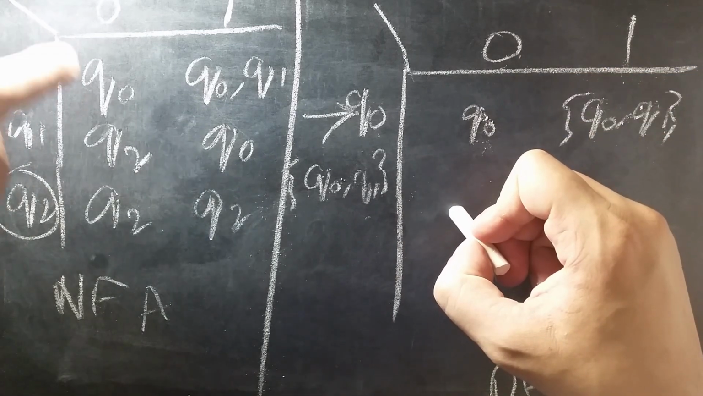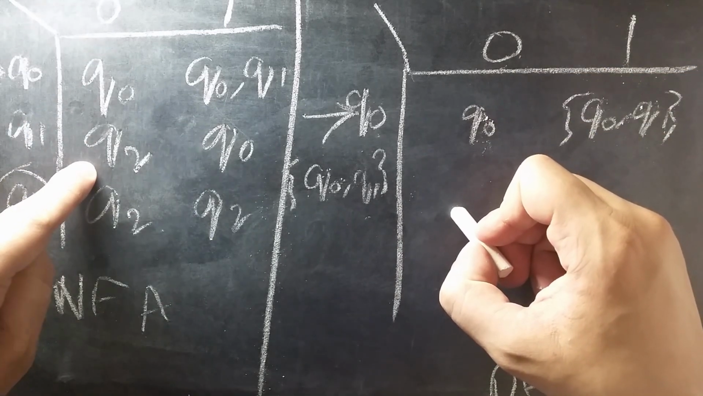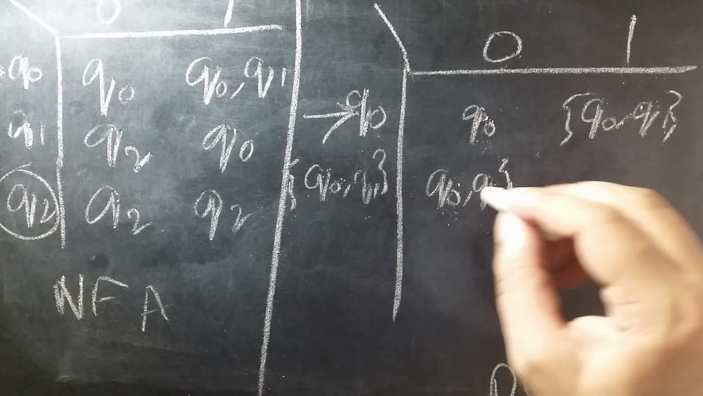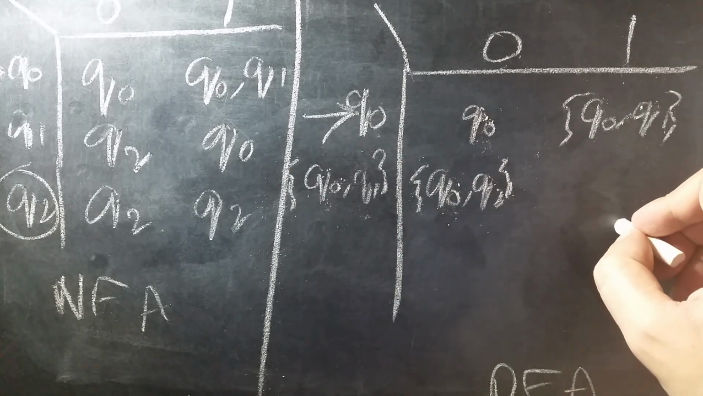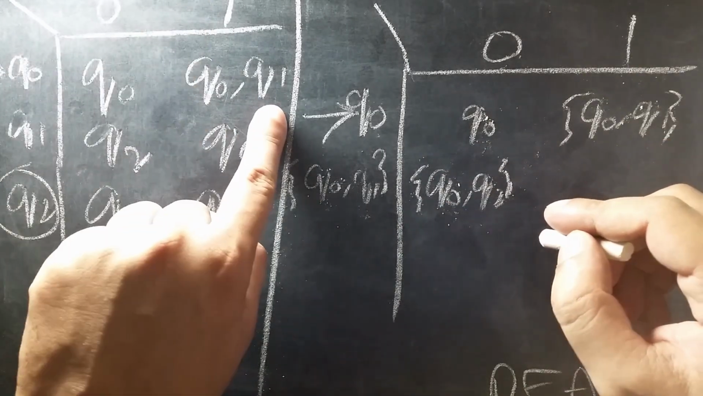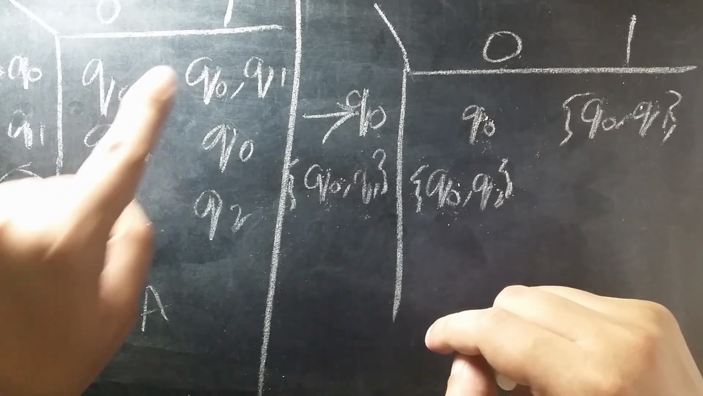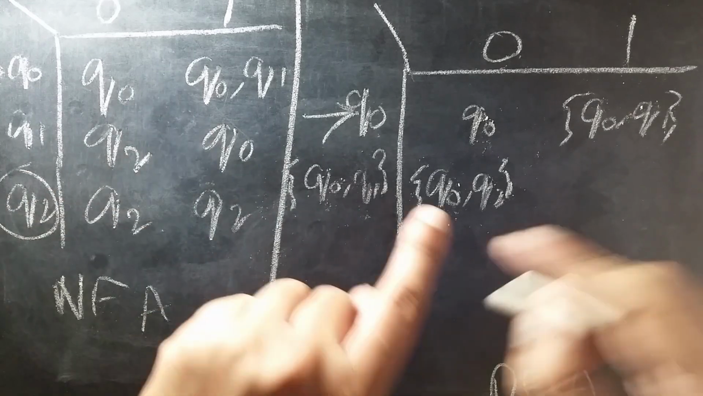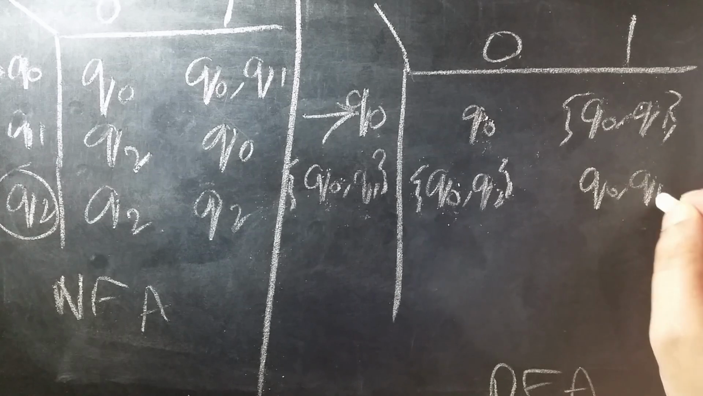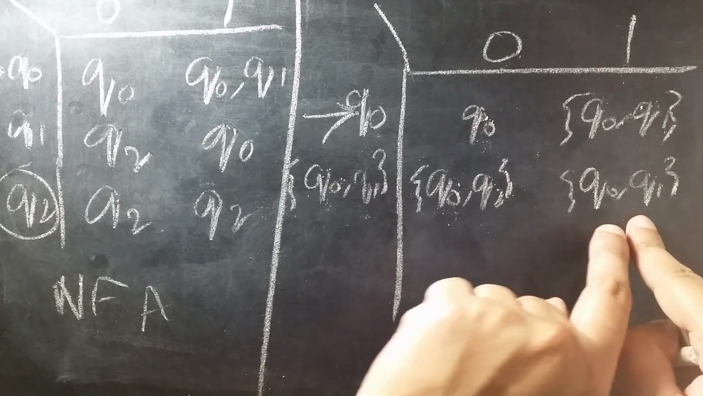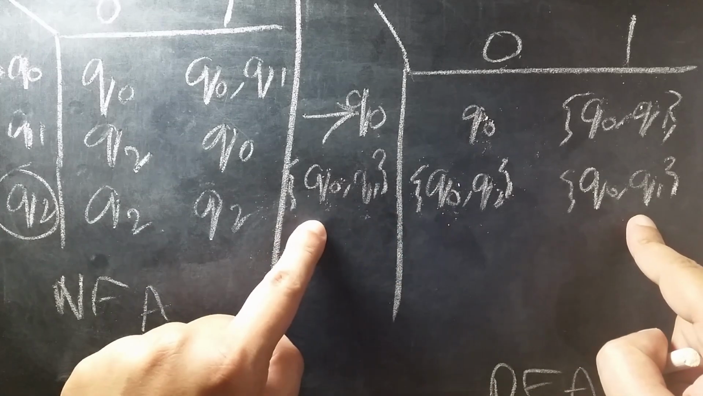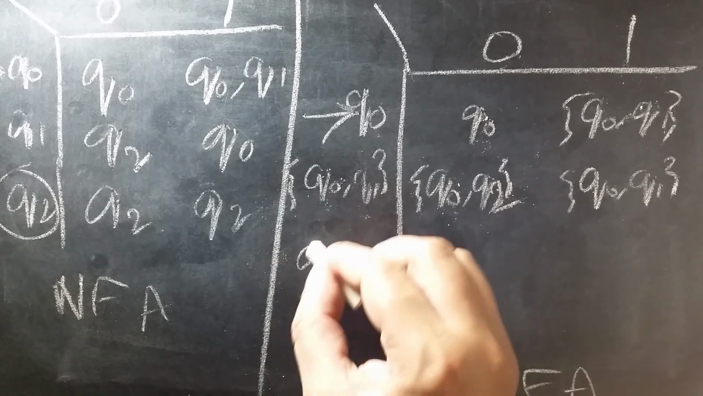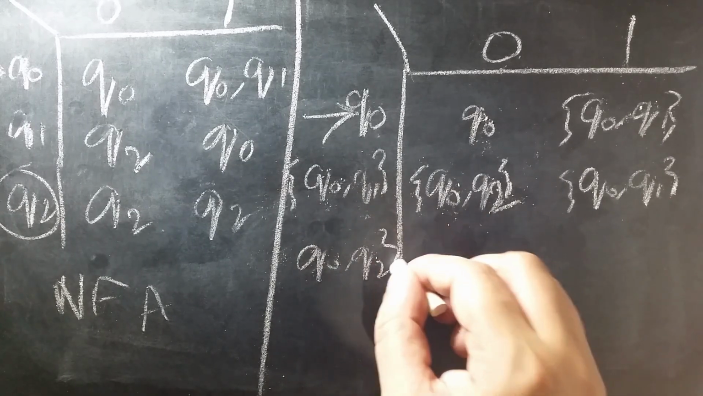and now Q0, Q1 on 0: Q0 on 0 goes to Q0, and Q1 on 0 goes to Q2. So we'll write both of them as a single entity, Q0, Q2. Q0, Q1 on 1: Q0 goes to Q0, Q1, and Q1 goes to Q0. So Q0, Q0, Q1. Since it is a set, we don't have to repeat it twice. We'll just write Q0, Q1. Now Q0, Q1 has its row in the table, but Q0, Q2 does not. So we'll make another row for Q0, Q2.